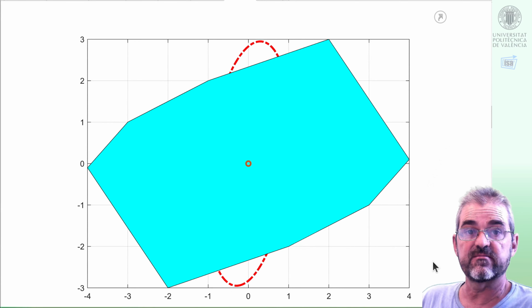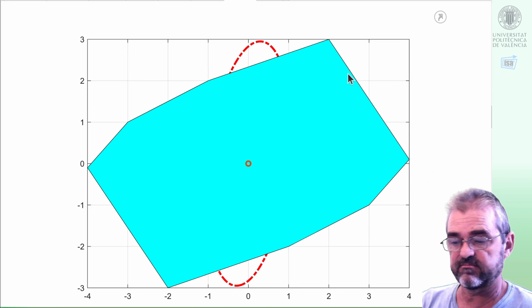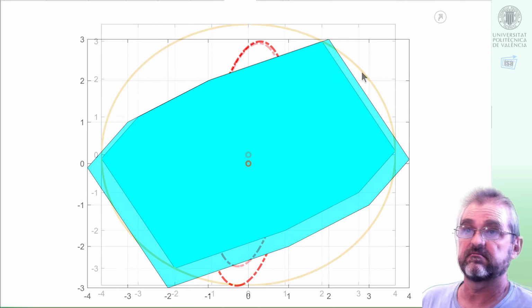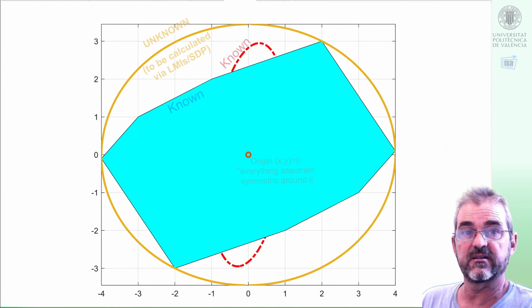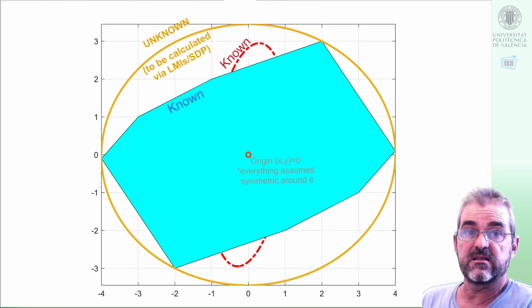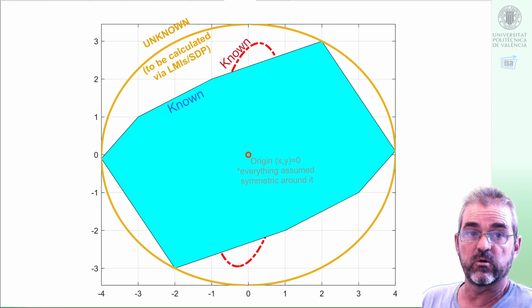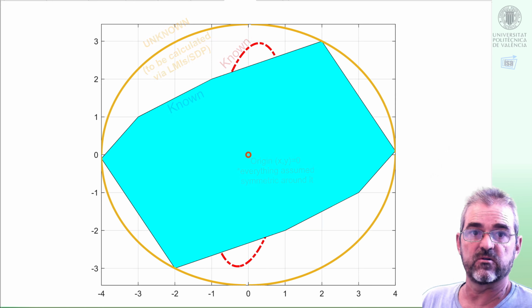So my problem statement will be obtaining the smallest ellipse, in some sense, let's say, this yellow ellipse, which contains the cyan polygon and the red ellipse. Data for the cyan and red ellipse are assumed to be known, and the matrix defining the yellow ellipse will be my unknowns, and I will obtain them via linear matrix inequality calculations. How?